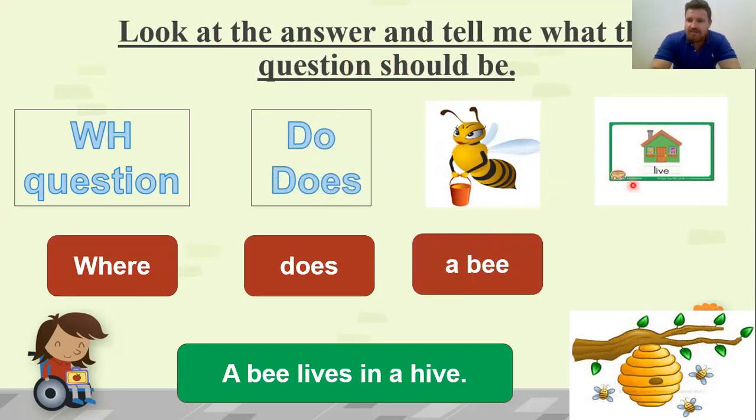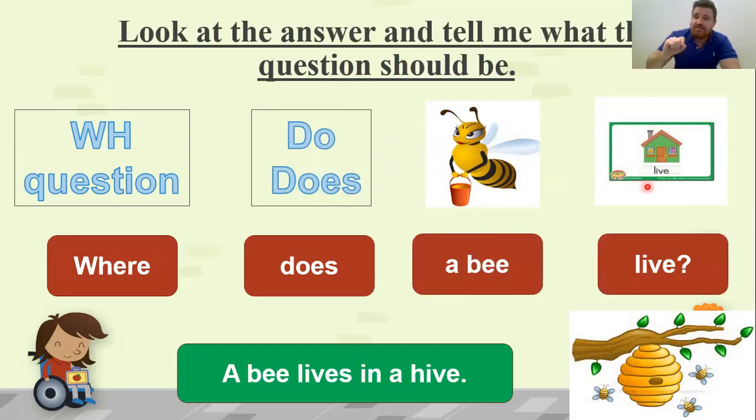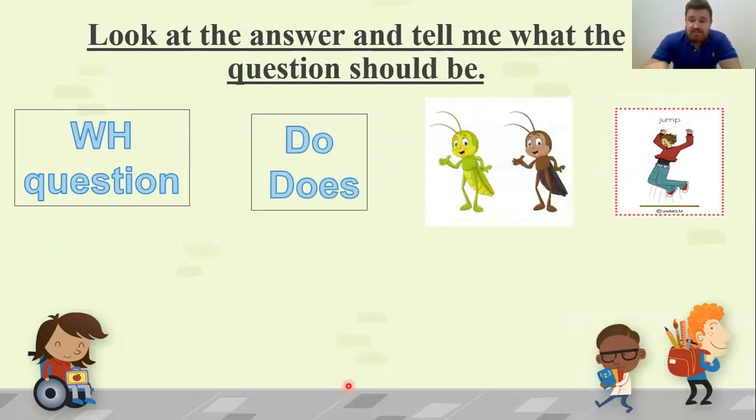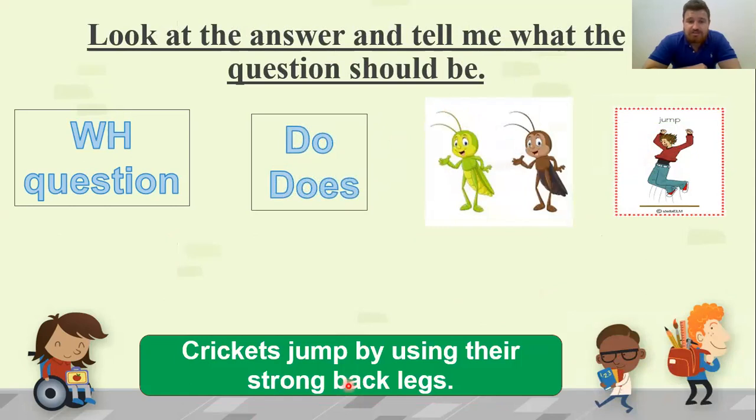A bee, and the question is, where does a bee live? A bee lives, remember, here is the verb. When we ask the question, no S. When we don't have the question, when we give the answer and it's only one, we have S to the verb. We add S or ES to the verb. Okay, very good. Now, look at the answer and tell me what the question should be.